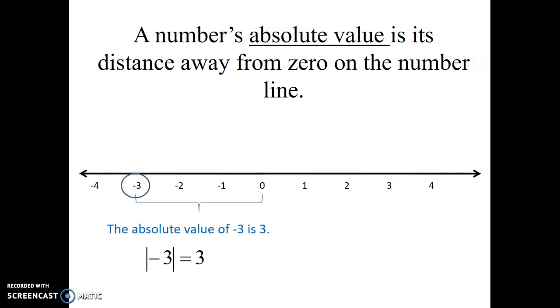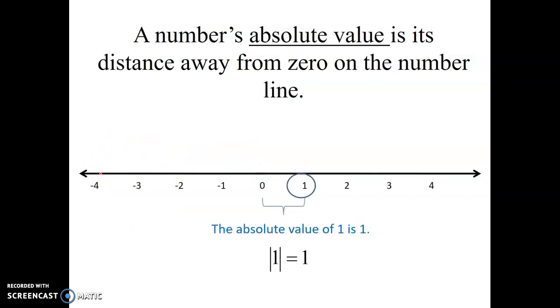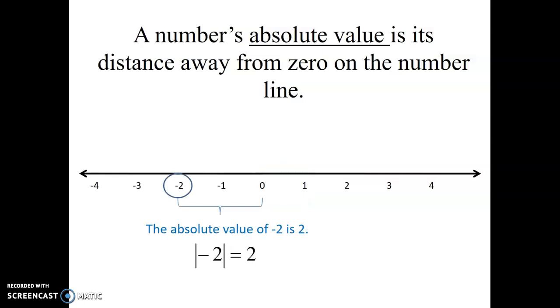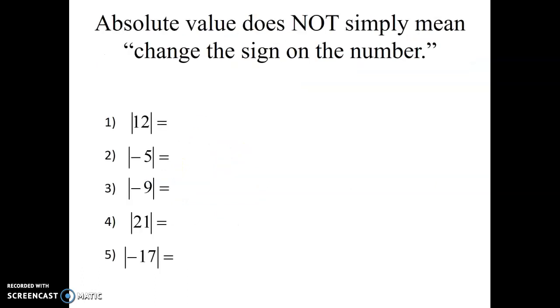Now let's look at its opposite, negative 3. Negative 3 also has an absolute value of 3 because it is still 3 hops away from zero. It's just going in a different direction. The absolute value of negative 4 is 4 because it is 4 places or 4 hops from zero. The absolute value of positive 1 is 1 because it is 1 unit away from zero. The absolute value of negative 2 is 2 because it is 2 units away from zero.